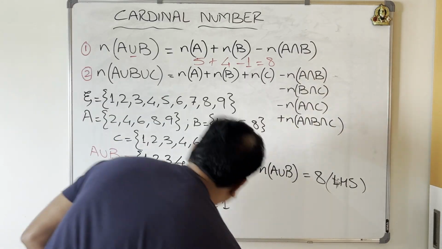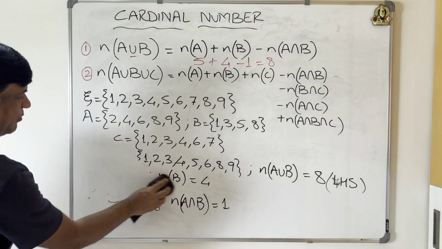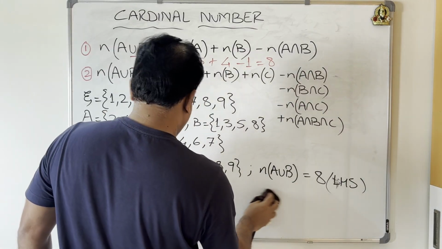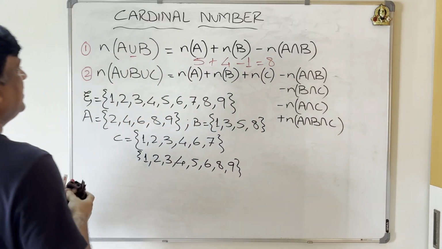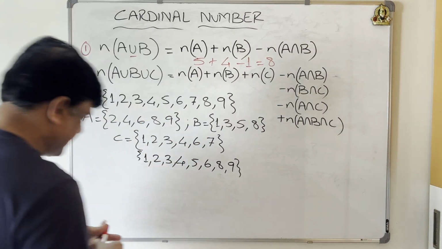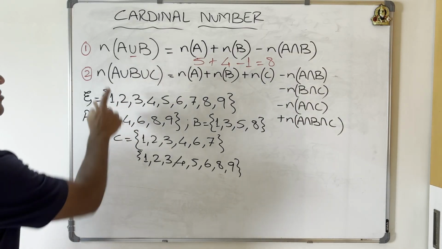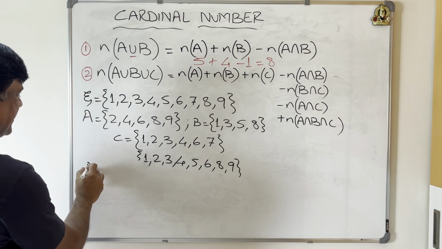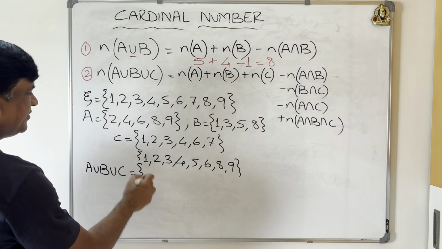Now let's move forward to prove the second formula. Okay, let's prove the second formula over here for cardinal numbers. So, okay, let me write. Okay, let's go step by step. What is LHS? LHS is n of A union B union C. So first you need to find A union B union C. What should you get when you do that?